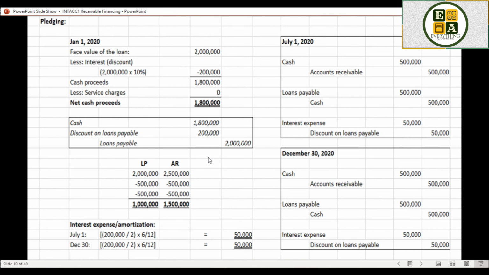Then, for accounts receivable naman, we have credits na nasa July 1 and December 30 na 500,000. Sa July 1, credited to 500,000. December 30, credited to 500,000. Kaya meron tayo ditong dalawang deduction ulit ng 500,000. So, yung balance will be 1,500,000. So that's it with our solution for our pledging as an example for receivable financing.